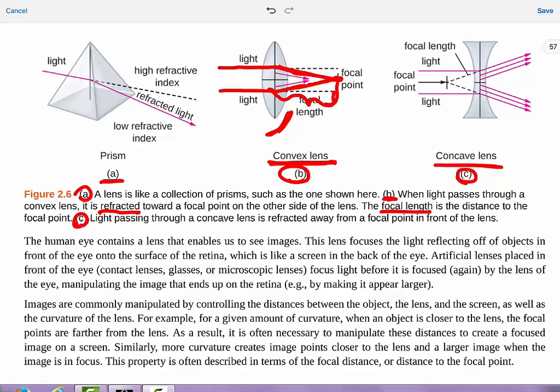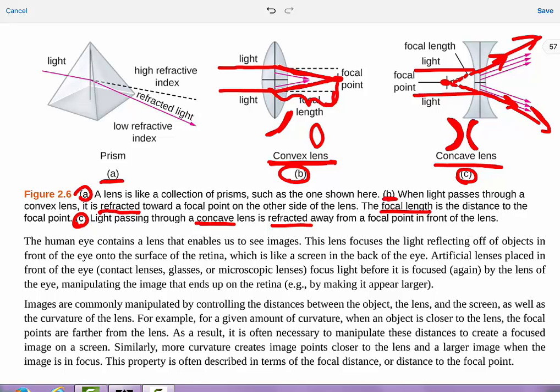Then in C, light passing through a concave lens is refracted away from a focal point in front of the lens. So we have our light coming in this direction, and because this is a concave lens, concave versus our convex, what we see here is some of the light going out this direction, and the focal point is actually going to be back here based on the angles. Because this is scattering out this direction, then the point is actually behind here, or in front of the lens, for example.